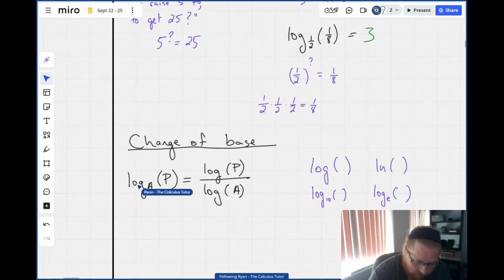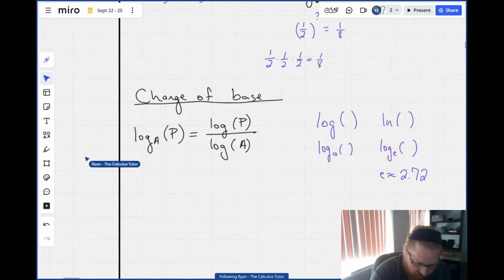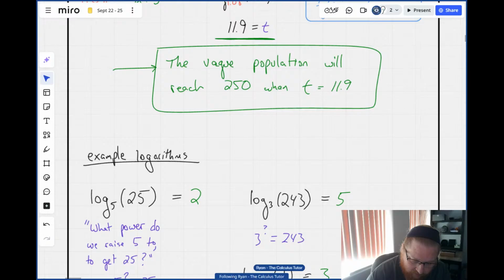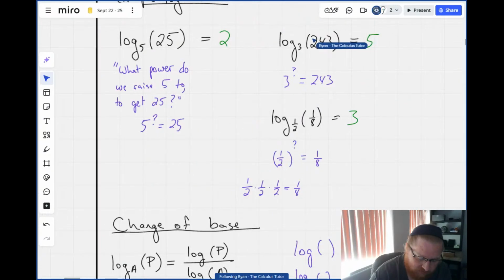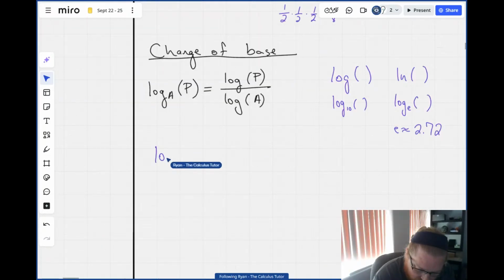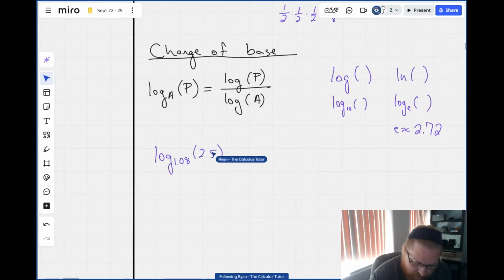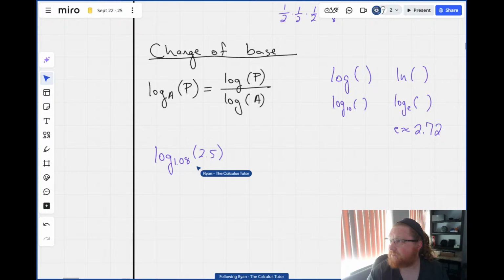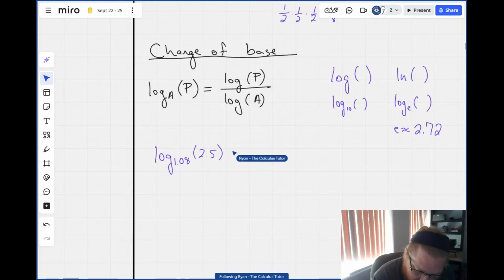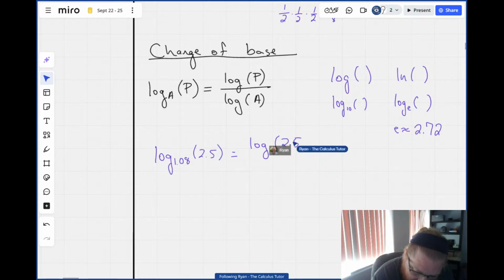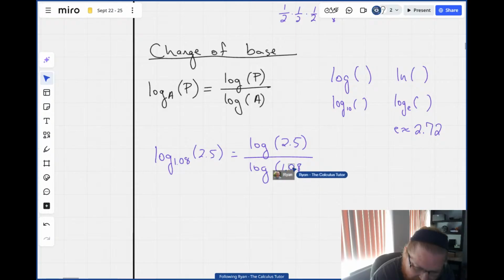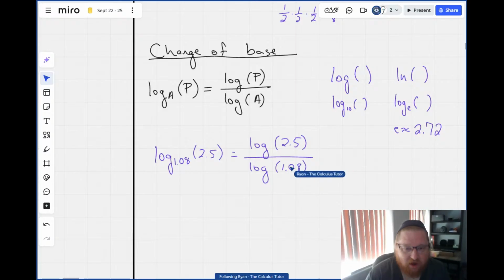So this is a way to use the standard log, or any log, to compute a log of any other base. As in our example earlier, the problem that we were working on, I had to do log base 1.08 of 2.5. That's what I was trying to enter into my calculator. What I actually entered into my calculator was standard log of 2.5 divided by standard log of 1.08. That's what I actually entered in, and that's how I got my answer.